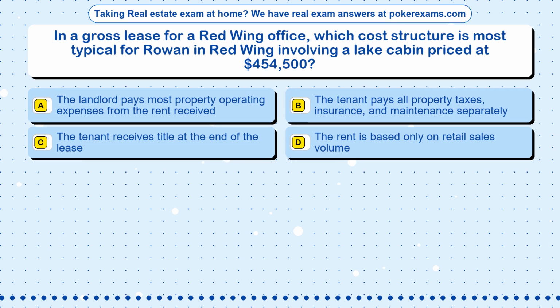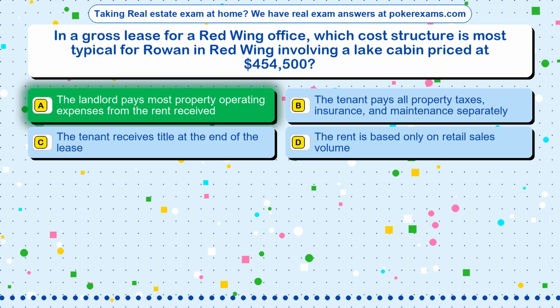Question 85. In a gross lease for a Red Wing office, which cost structure is most typical for Rowan and Red Wing involving a lake cabin priced at $454,500? Option A. The landlord pays most property operating expenses from the rent received. Option B. The tenant pays all property taxes, insurance, and maintenance separately. Option C. The tenant receives title at the end of the lease. Option D. The rent is based only on retail sales volume.